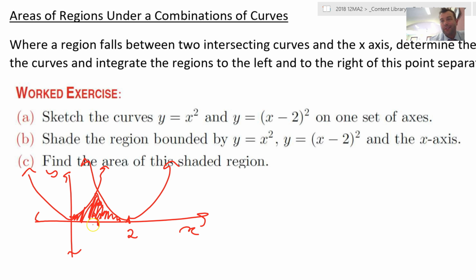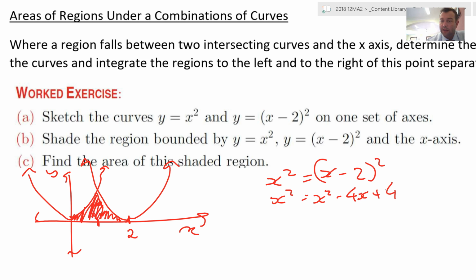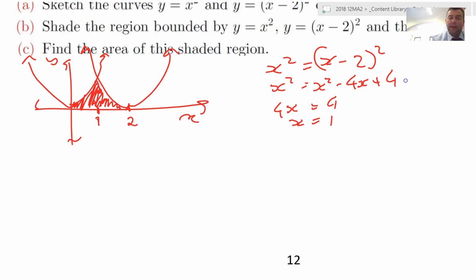Let's be thorough about this and show that that point there is 1. These two curves will intersect when the y values are equal. So let's make those equivalent: x squared equals (x minus 2) all squared, which means x squared equals x squared minus 4x plus 4. Cancel out the x squared. We get 4x equals 4 and x equals 1. I don't particularly care what y is, because we just want that limit there.